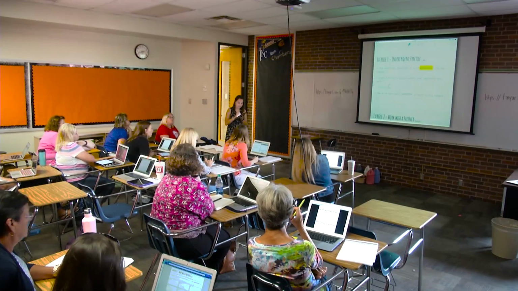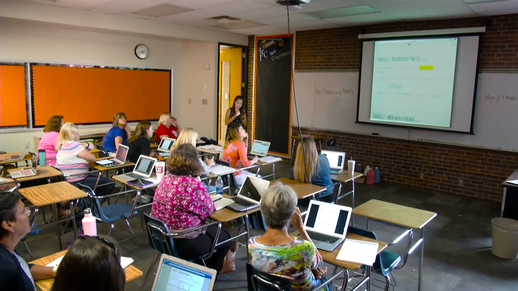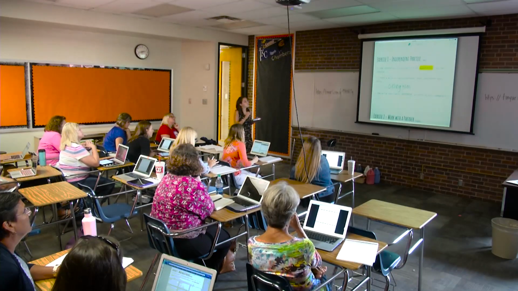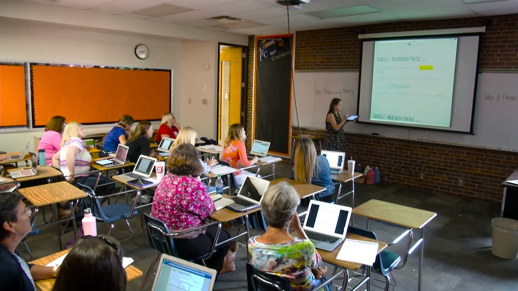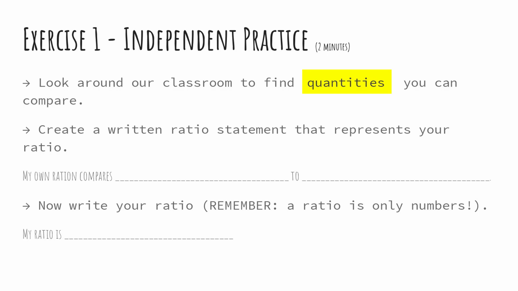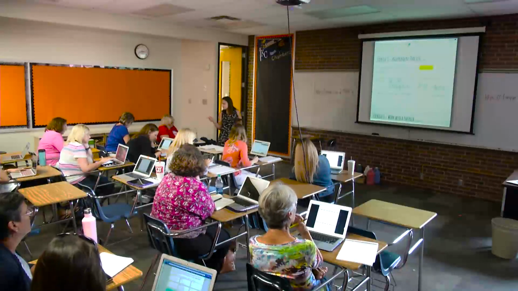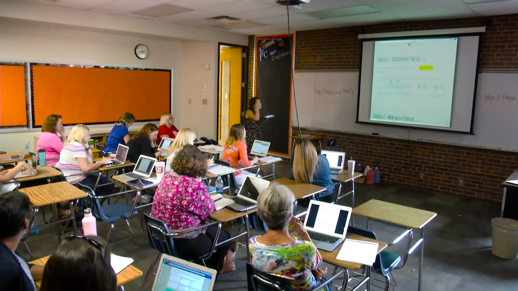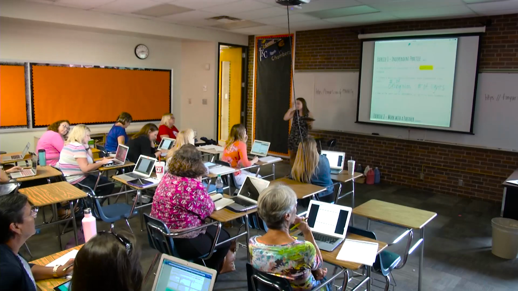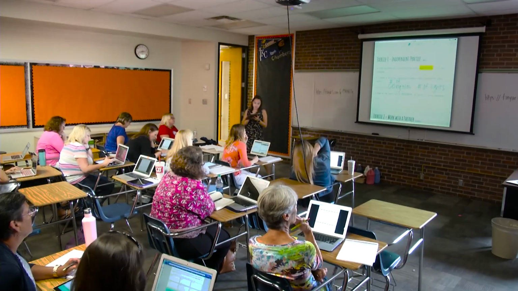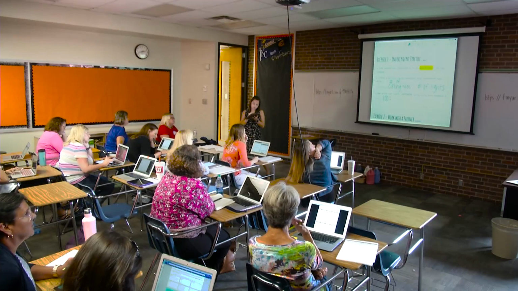Ceiling tiles to lights. So I would write that down. My ratio compares. And I actually would encourage them, if they did not, I would encourage them to say, my own ratio compares number of ceiling tiles to number of lights. Because remember, we're trying to remind them that that's a number. And what did you find? 100 to 12. So then they would write that ratio, and it reminds them that a ratio is just a number. So 100 to 12.